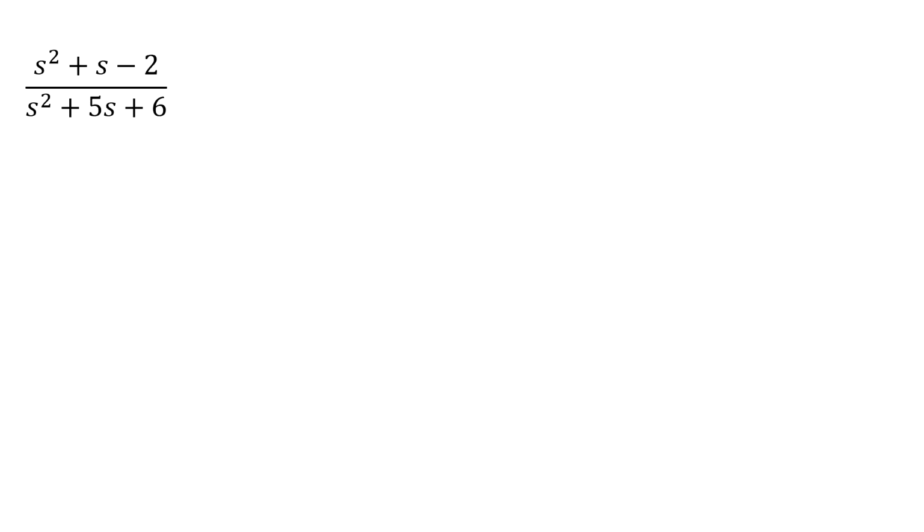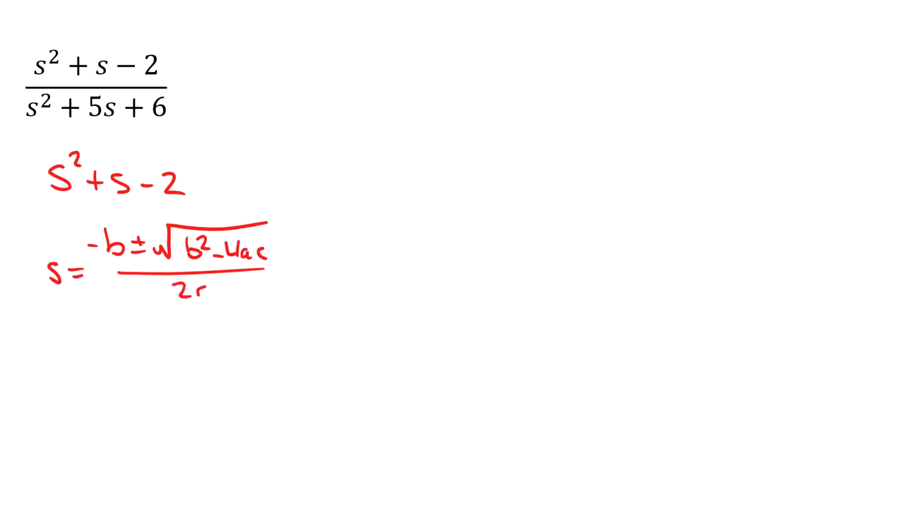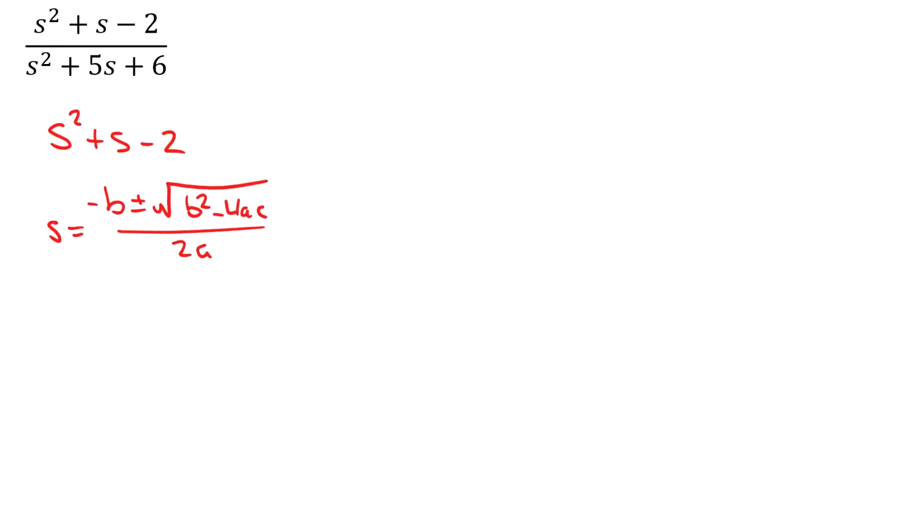So I'm going to do two ways of factorizing. I'm going to focus on the top one first. So s squared plus s minus 2. And what I'm going to do is the quadratic formula. So I know that s is going to equal minus b plus or minus the square root of b squared minus 4ac over 2a, where a is going to be 1, b is going to be 1, and c is going to be negative 2.